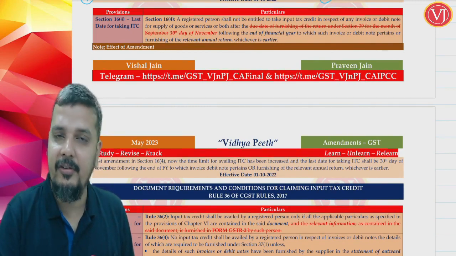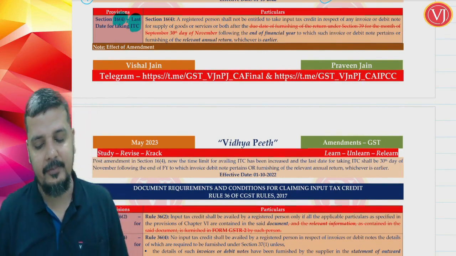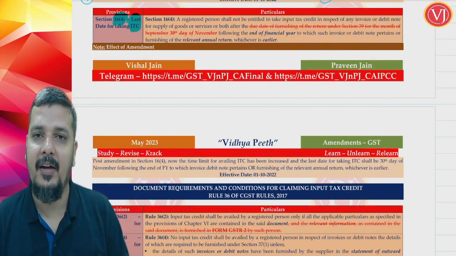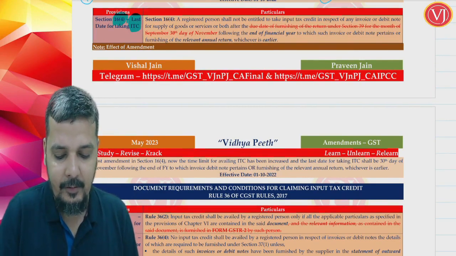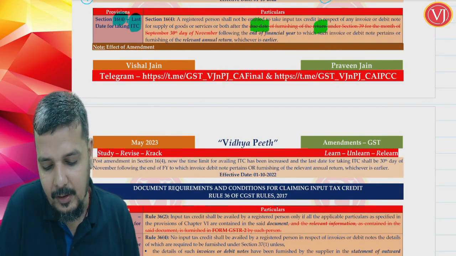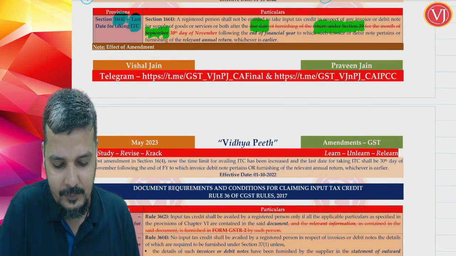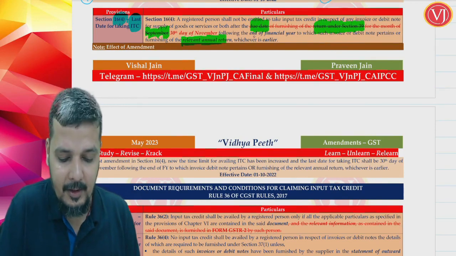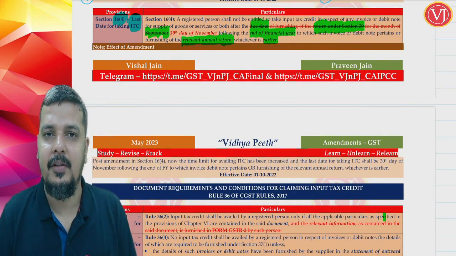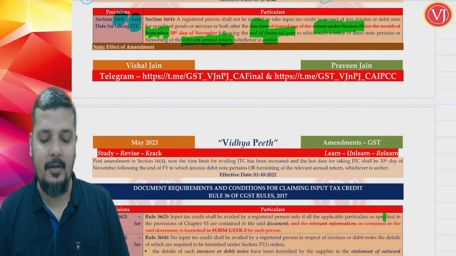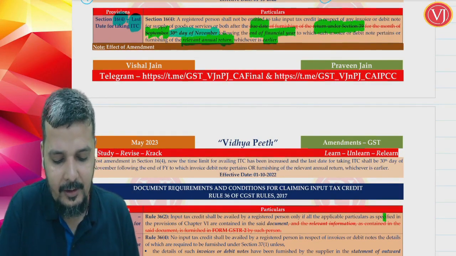Again, coming back to another condition which is being amended, there is section 16 subsection 4, which talks about the last date for taking credit. And this effect you will be finding in your return filing chapter also. What is the last date for taking the credit? Previously, the last date for taking the credit was the due date of September return of the succeeding financial year or the actual date of annual return, whichever is earlier. Now they have removed that due date of September month return of next financial year and replaced it with 30th day of November of next financial year.